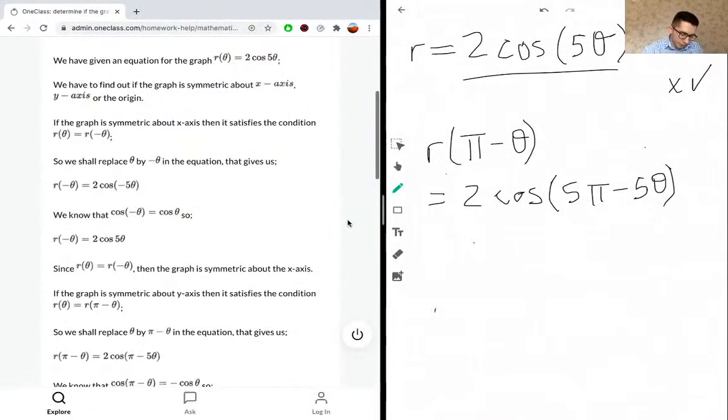So here we can see that we can't really simplify this easily to get both sides to be equivalent. We could try to expand this out, but we can make a judgment call here, and you can see that this can't really be simplified into 5 theta because we have the extra 5 pi term here, so we know that there's no y-axis symmetry. We only have x-axis symmetry so far.